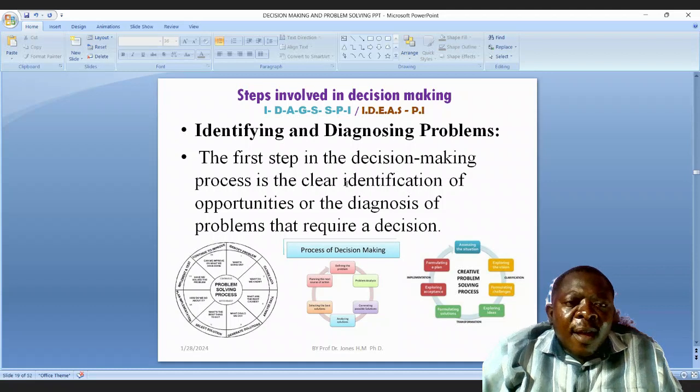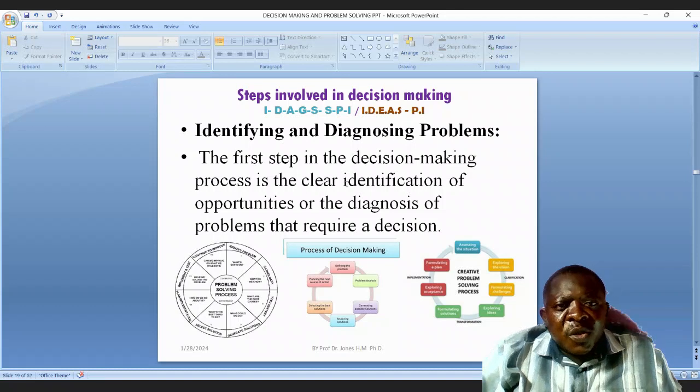So the mnemonic here that we can use to remember these steps is IDEASPI, or Ideas Pi. These can help you remember the steps that are involved in decision making. So the first I is for identifying the problem.